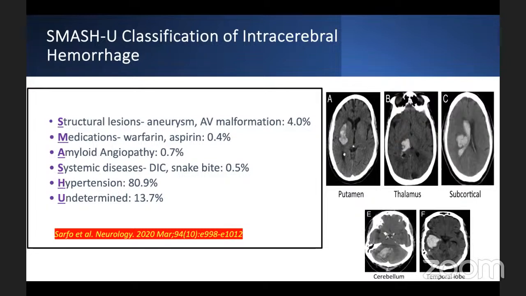and then we have a bleed. Occasionally, it may be due to structural malformations like an AV malformation or aneurysm. That's not very common. But it's always important to ask if the patient is taking medications like warfarin or aspirin, because sometimes those could be the reason why the person is bleeding. Again, work that we published in Neurology in 2020 shows that hypertension is by far the commonest cause of intracerebral hemorrhage.